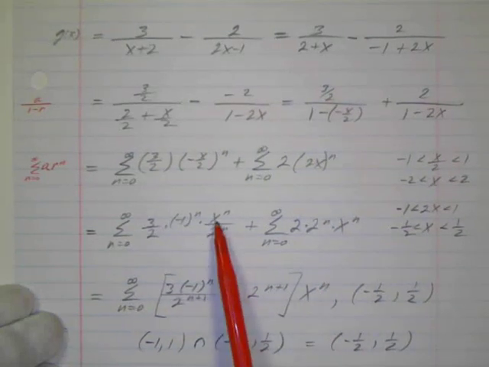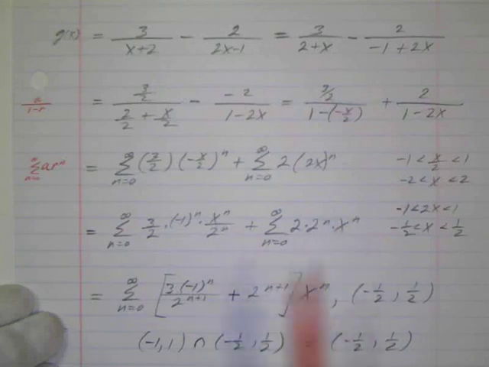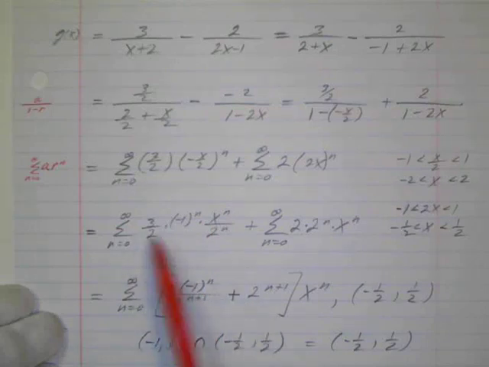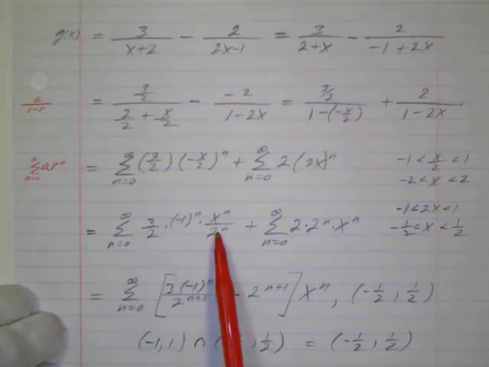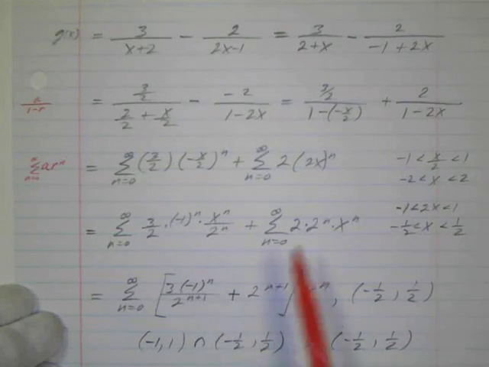Then again, we could factor out the x to the n, like we did in number 13. And then we would have 3 times negative 1 to the n all over 2. And then we have 2 to the first and 2 to the n, so we could write this as 2 to the n plus 1. And then over here we could do the same thing, 2 to the n plus 1, which was just left after we factored out the x to the n.